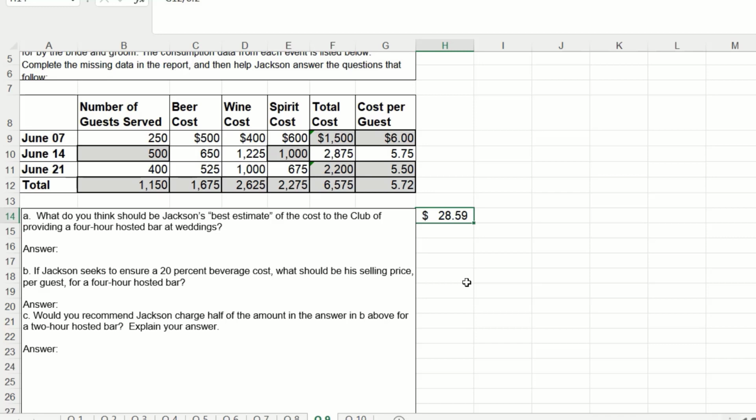So I would not charge half of this. I would probably go ahead and charge 75% of it. I would probably come in at like $21, $22. That might be a little bit more fair. But again, I wouldn't charge half.